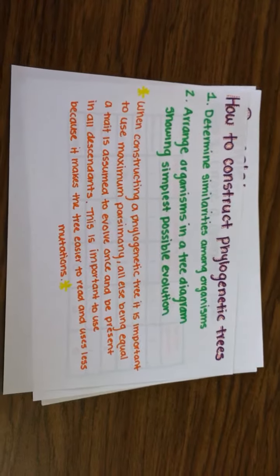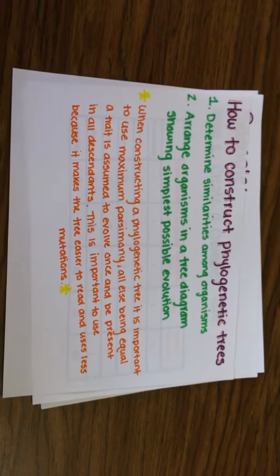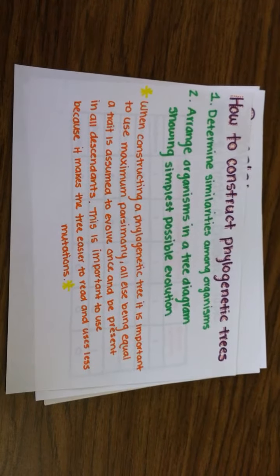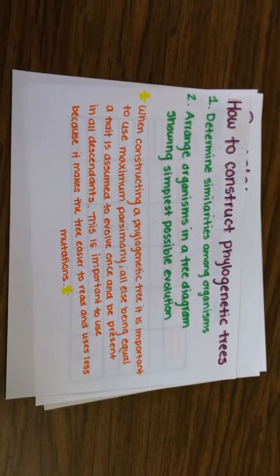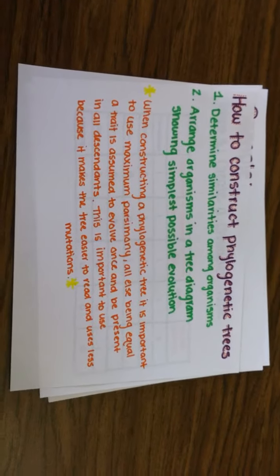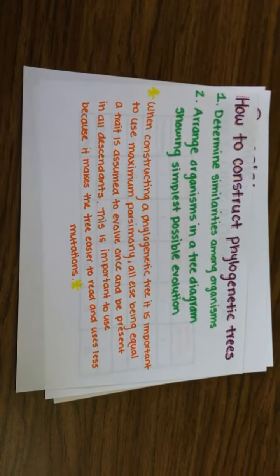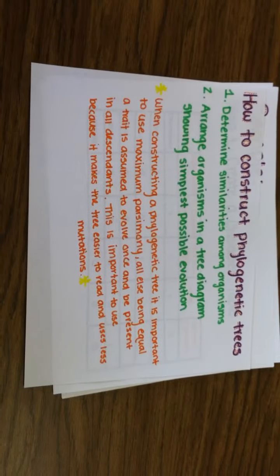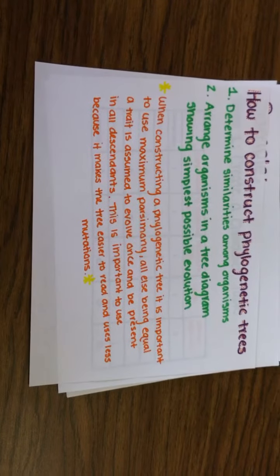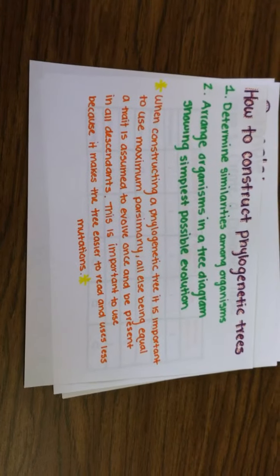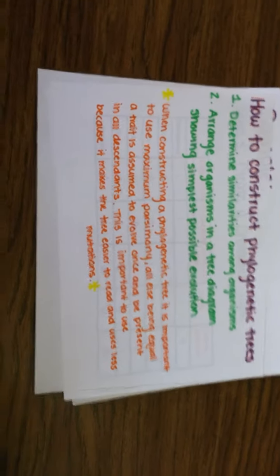So, when constructing a phylogenetic tree, it is important to use maximum parsimony. All else being equal, a trait is assumed to evolve once and be present in all descendants. This is important to use because it makes the tree easier to read and it uses fewer mutations.